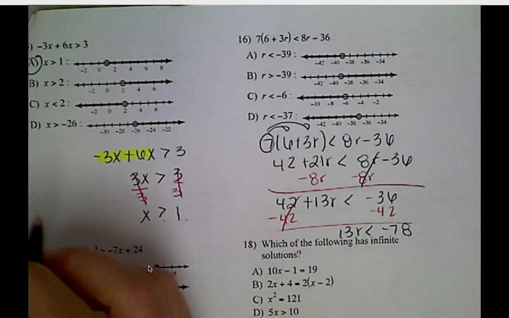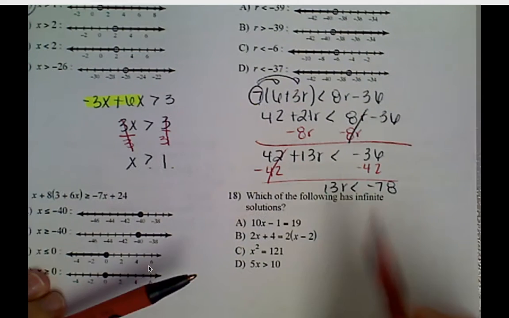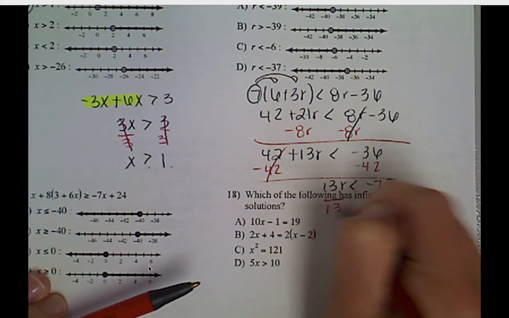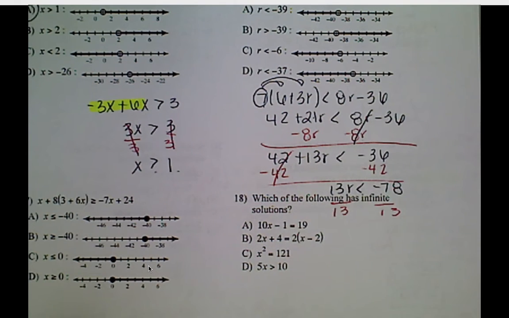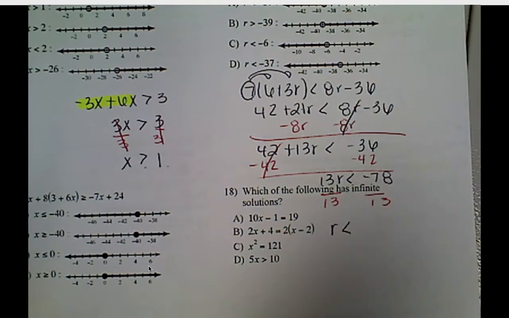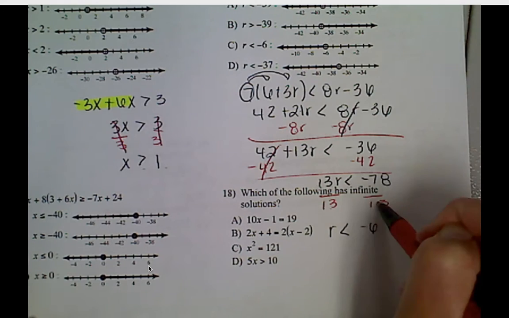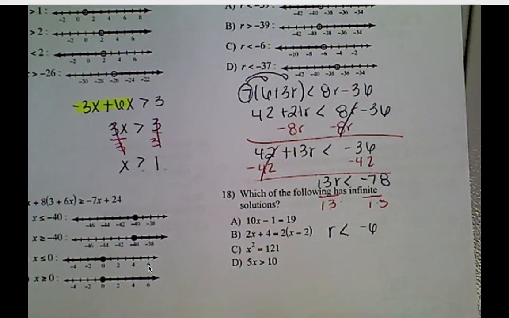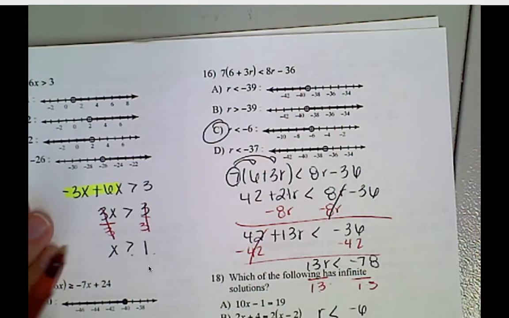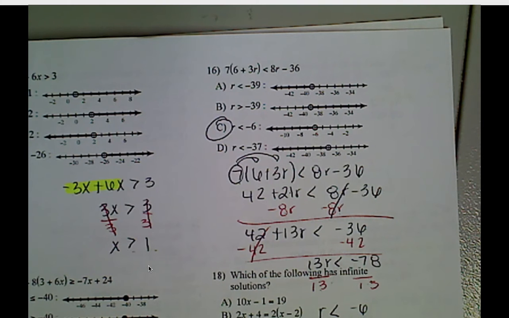Okay? Once again, you want to undo this multiplication. So I'm going to divide by 13. And r is less than negative 78 divided by 13. It's going to be negative 6. I did not divide by a negative, so you do not flip the sign. So your answer here should actually be C. r is less than negative 6.